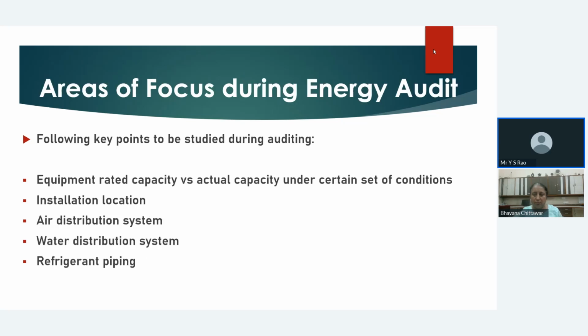While performing energy audits on existing old HVAC systems, the following areas should be focused on: equipment rated capacity versus actual capacity under a certain set of conditions, equipment installation location, air distribution system, hydronic piping layout, and refrigerant piping. And there are multiple things on the count. I didn't want to list everything here.